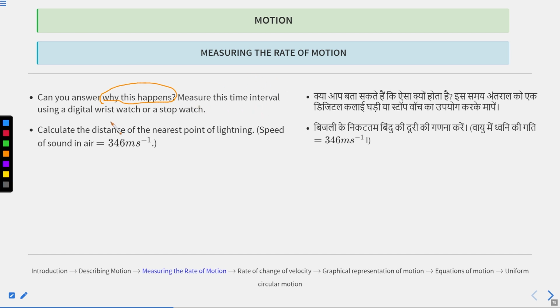And measure the time interval using a digital wristwatch or stopwatch. When you see the lightning, start your stopwatch, and when you hear the thunder, stop your stopwatch and check how much time interval there is, and you can calculate the distance of lightning by using the speed of sound in air. The given speed is 346 meter per second, and you have calculated the time interval between lightning and thunder using the stopwatch. Let's assume the time taken was 6 seconds, so the stopwatch shows a 6 second time period. You can calculate the distance of the nearest point of lightning.